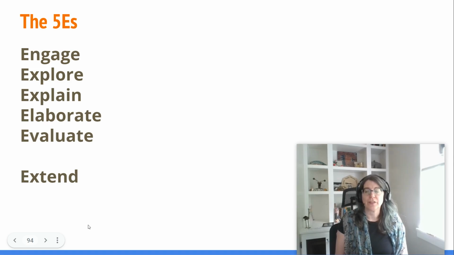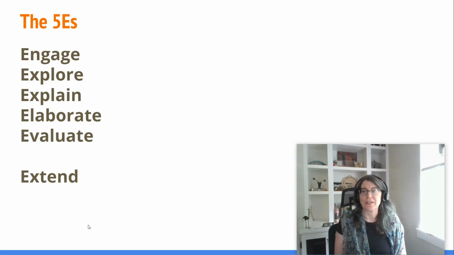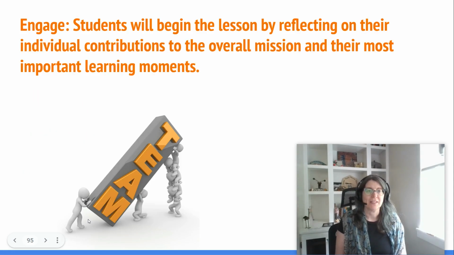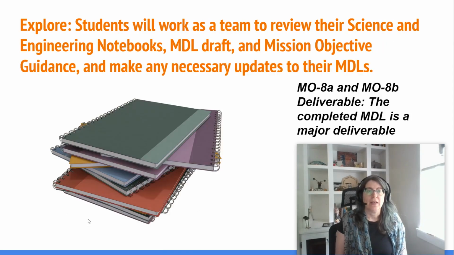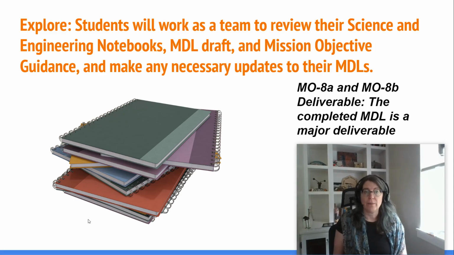The 5 E's are listed there, as well as the 6th E, which is extend, and I'll now go step by step through the E's and explain this lesson. In the Engage, students will start by reflecting on their individual contributions to the overall mission and their most important learning moments. And then in Explore, students will work as a team to review their science and engineering notebooks, their draft mission development log, and the mission objective guidance to make any necessary updates to their mission development logs.